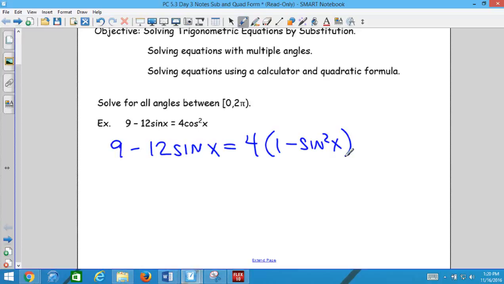So all we did was substitute cosine squared x for 1 minus sine squared x. We just used what is equivalent to. We substituted. Now we're going to solve this. So what do I do that for? Distribute. We're going to have 9 minus 12 sine x equals 4 minus 4 sine squared x.